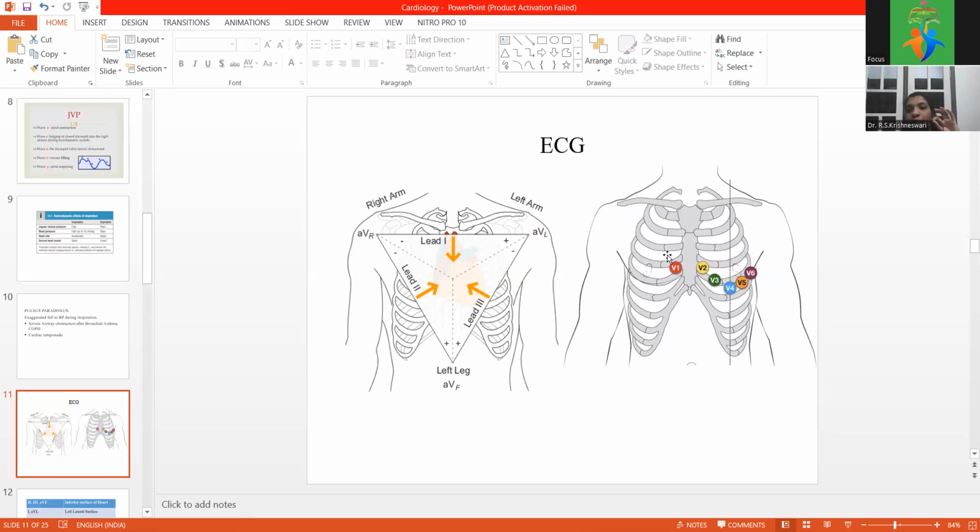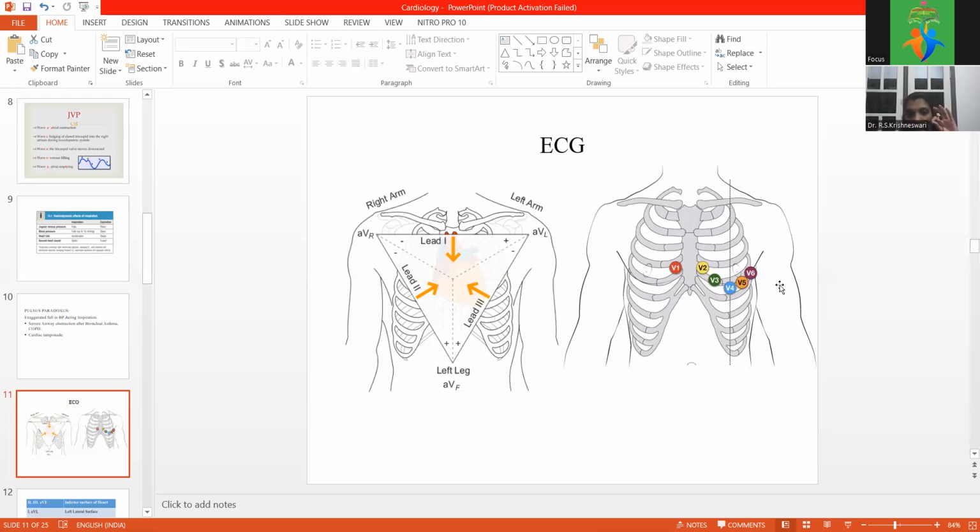V1 is placed in the 4th intercostal space, right side. V2 is placed in the 4th intercostal space, left side. V4 is placed in the 5th intercostal space in the mid-clavicular line. And V3 is placed in between V2 and V4. So V4, mid-clavicular line, left 5th intercostal space. V5, anterior axillary line, left 5th intercostal space. V6, mid-axillary line, left 5th intercostal space.